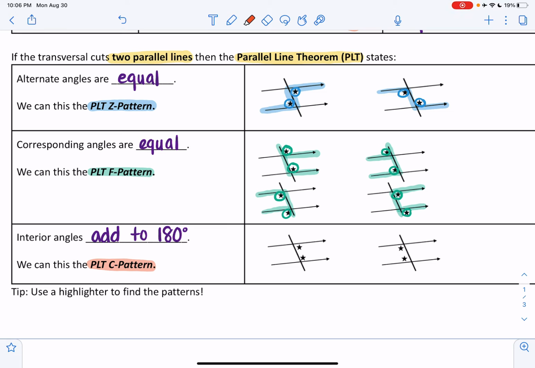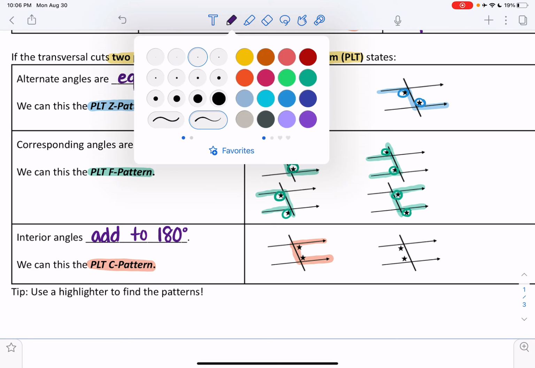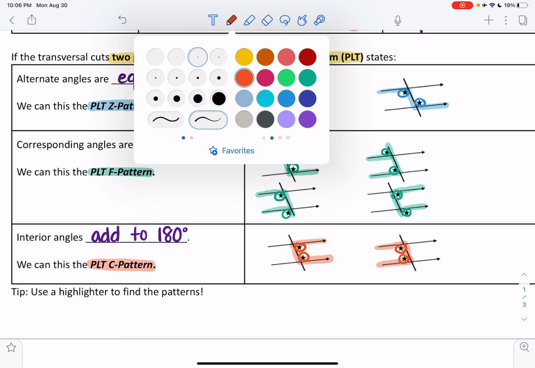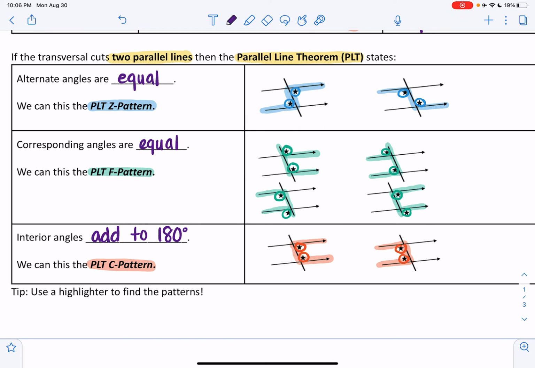If you look to the diagrams at the right, we have our C here. That means that these two star angles would add up to 180. Similarly, we have our backwards C here, and that means that these are interior angles and they will add up to 180 degrees. So let's do some examples to give you a better sense of how to actually use this in practice.